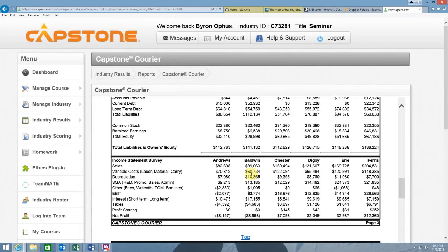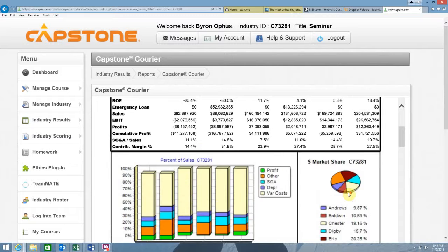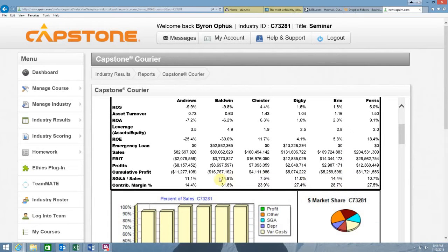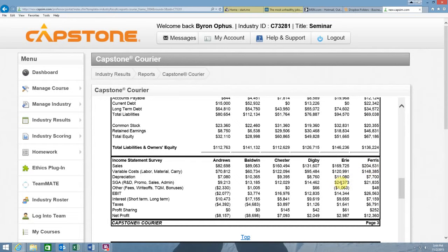So variable costs, we don't really concern ourselves with too much. Depreciation, Erie's got quite a bit, Baldwin next because of improvements, right? SG&A, Erie again spent a lot of money on SG&A, and their expense we saw up here, 14.4, so higher than everybody but Baldwin, but theirs is based on 14.4% of those sales there, so huge, right? And we can look and see what they spent, whether it's in marketing or, again, for them it might be in R&D.